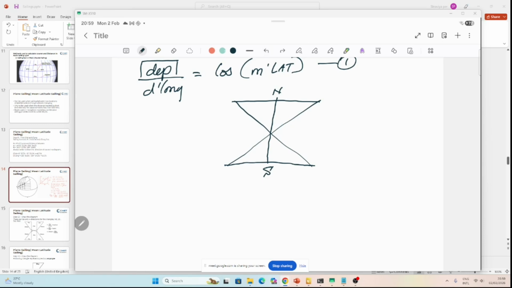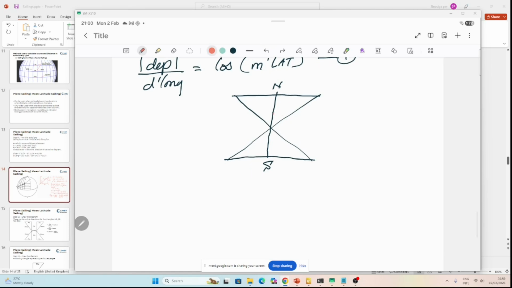The quadrantal courses are always starting from north or south. North towards east, north towards west. This is south, east, south, west. So in this case, south towards east, south towards west. Quadrantal courses. Are we clear?